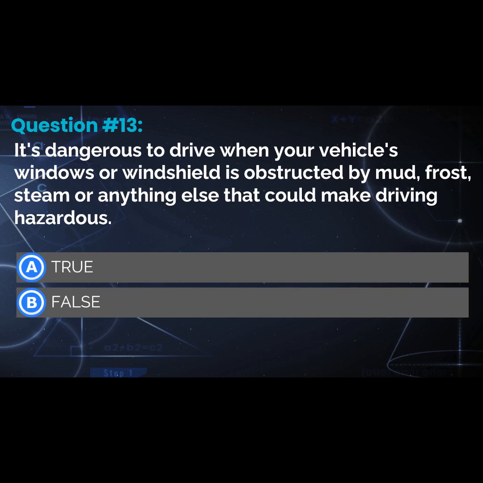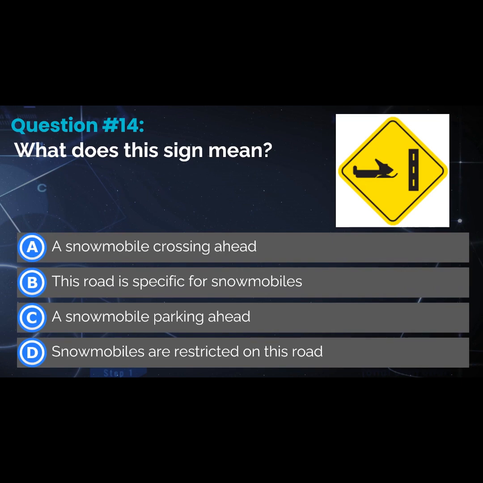Question 13. True or false? It's dangerous to drive when your vehicle's windows or windshield is obstructed by mud, frost, steam, or anything else that could make driving hazardous. A. True. B. False. The correct answer is A. True.